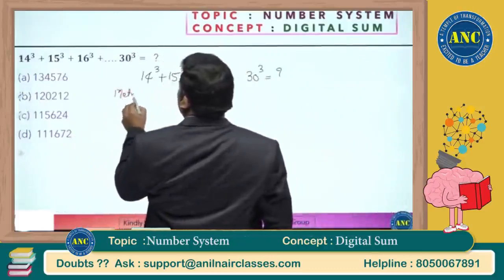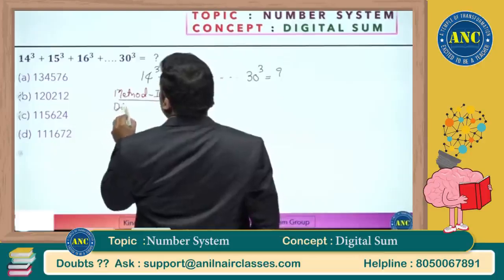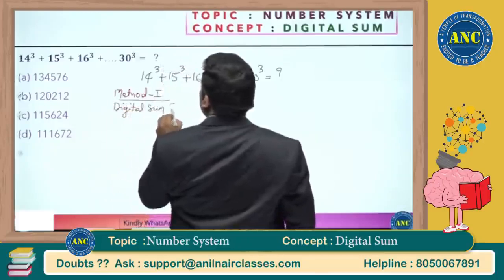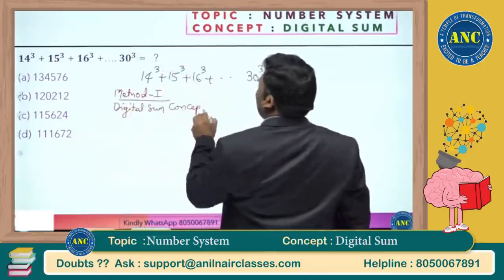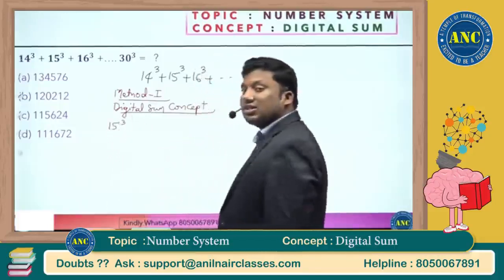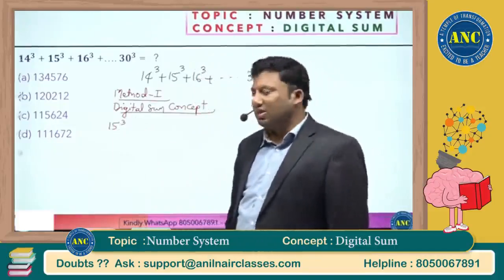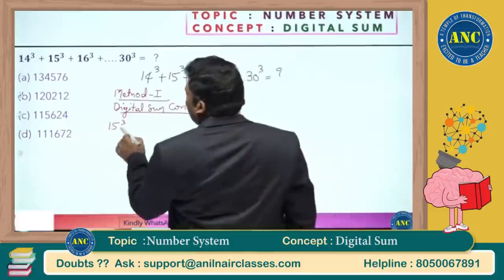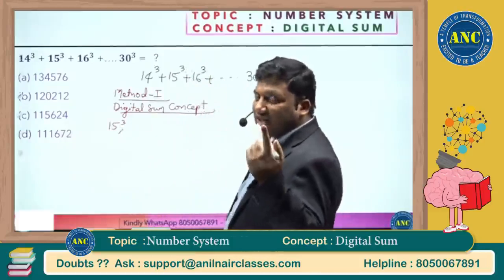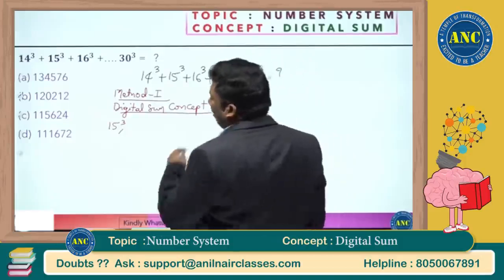Method number 1. By using digital sum concept. In digital sum session number 1, I discussed a beautiful concept. 15 cube. What is the digital sum of 15? 1 plus 5, 6. 6 cube is 216, which is 9. 6 power any natural number greater than or equal to 2, the answer digital sum is always 9.